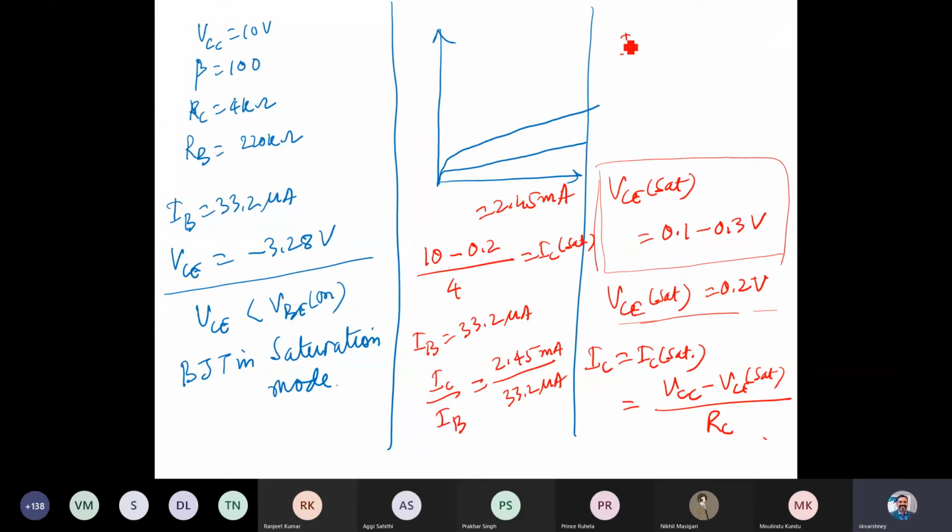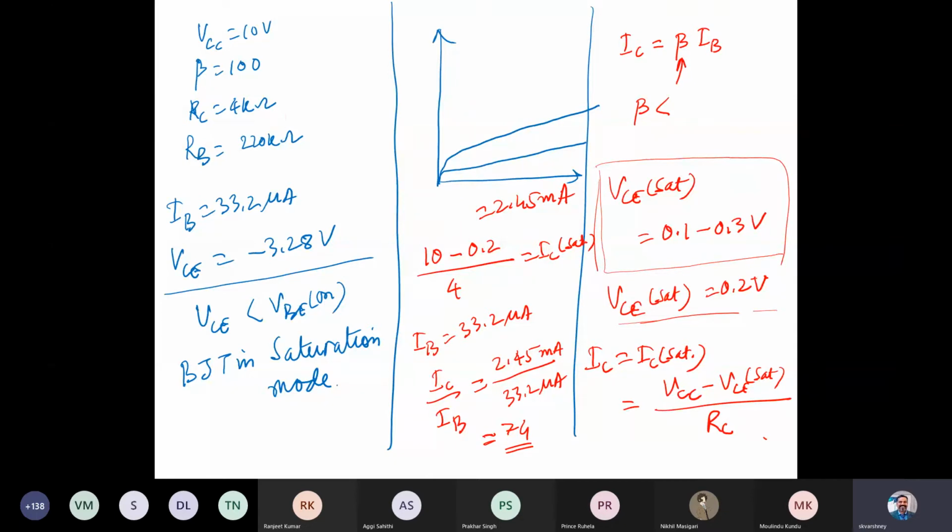Because your collector current is related with the base current by a term, the common emitter current gain, beta IB. So if I find out IC over IB, which equals 2.45 over 33.2, can you quickly tell what's the number? 73.79, so let's say 74. So for this set of values of the resistors, right?